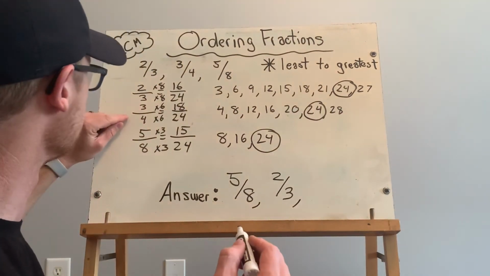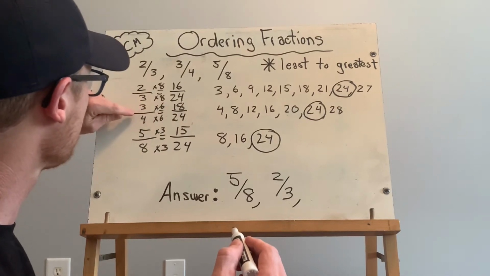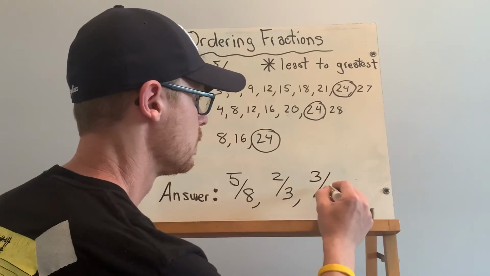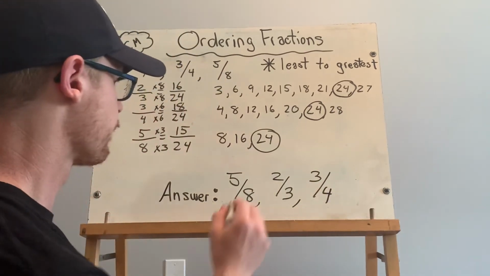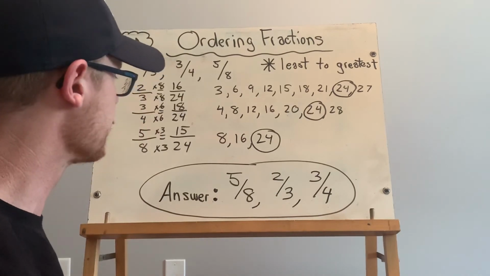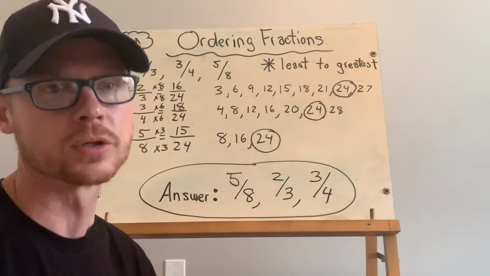And then the largest or the greatest fraction would be 18/24, which is equivalent to 3/4 from my original set. So my answer from least to greatest is 5/8, 2/3, and 3/4.